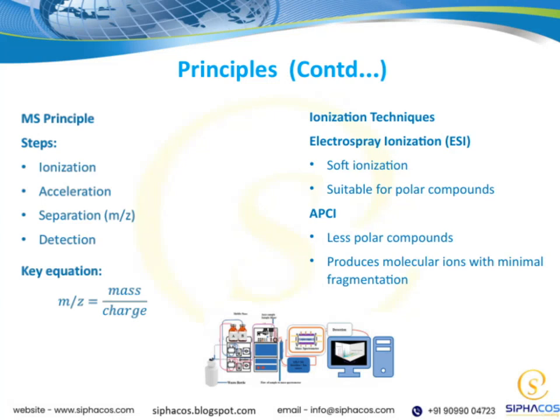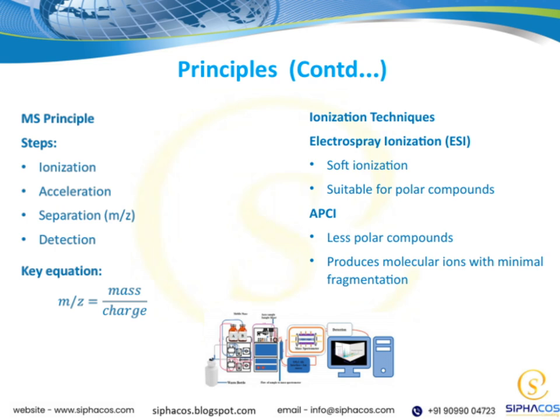Let's talk about ionization techniques, starting with electrospray ionization, or ESI. ESI is a soft ionization method, which means it gently transfers molecules into the gas phase without breaking them apart. This technique is particularly suitable for polar compounds, making it very useful in analyzing molecules like peptides and proteins.